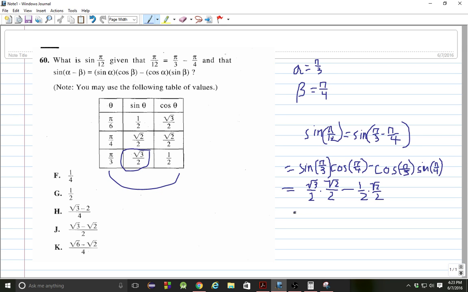This is the same thing as root 6 over 4 minus root 2 over 4, which equals root 6 minus root 2 over 4. Bam.